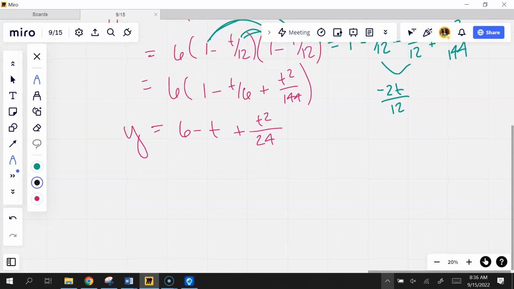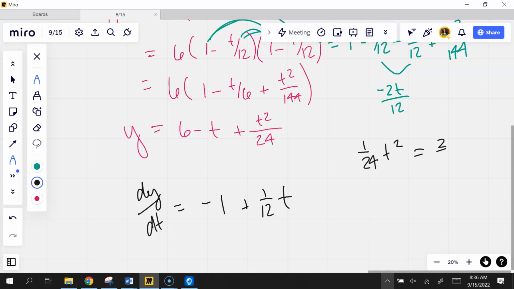Thank you. All right, so what's dy dt? Negative 1 plus 1 over 12. Why is it 1 over 12? There you go. 1 over 24 t squared. So if you multiply by 2, 2 over 24 t, which is 1 over 12. So that's part A, right?